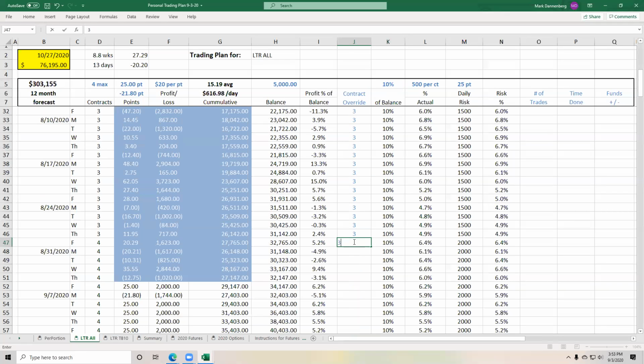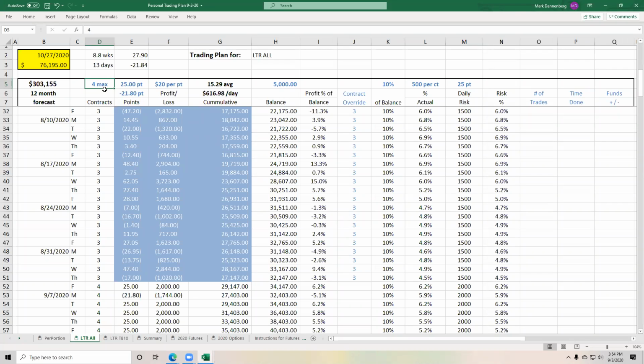Once we've completed a day, in the contract override column, I put in whatever the contracts were that we traded that day, so that when I'm adjusting the max contracts, it will only apply to future days, weeks, and months. It will not go back and try to recalculate anything that's already behind us. We're not going to change history, but we might want to adjust going forward.